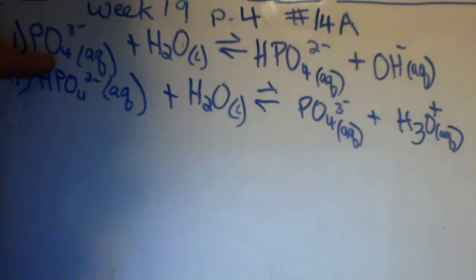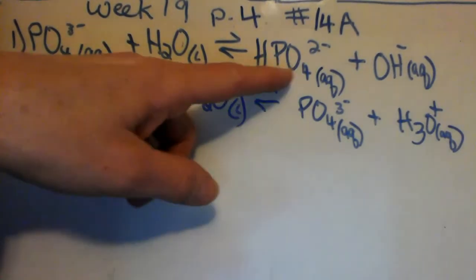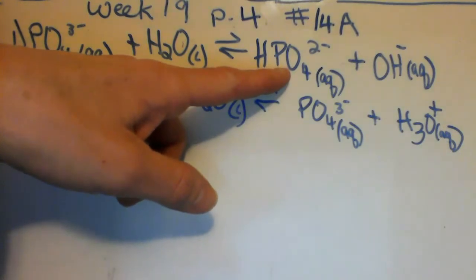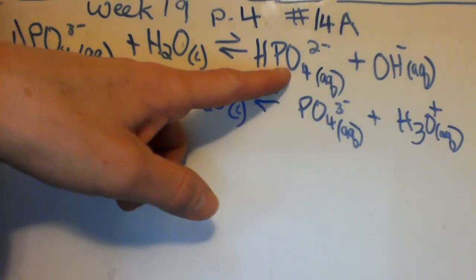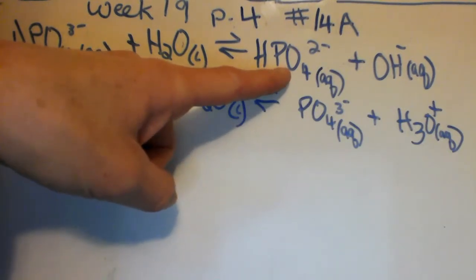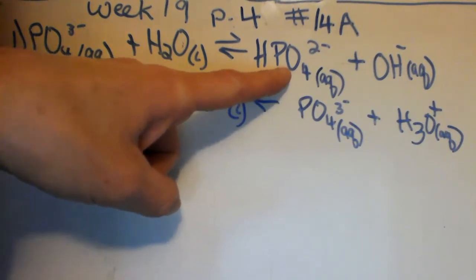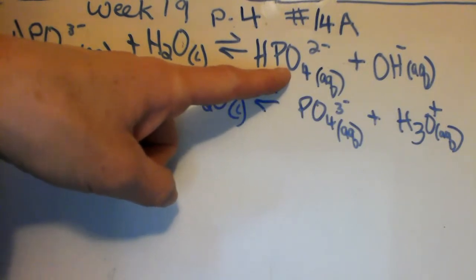This phosphate ion is a base because it can accept a hydrogen proton. Here we see that it did accept the hydrogen proton. Now, on this side of the equation, this phosphate ion has become an acid because now that it has a hydrogen proton, it is able to donate or give away that hydrogen proton, which is a characteristic of an acid.